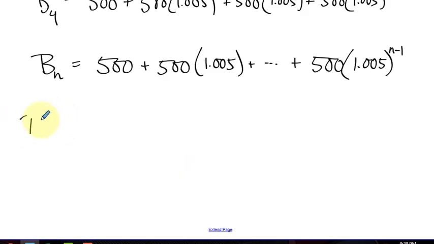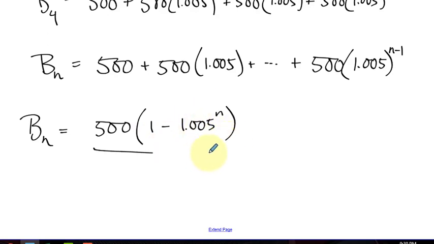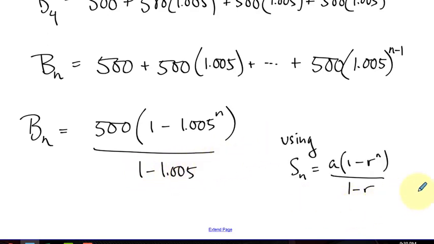Now, beautifully, we can fit right in here a formula that we can compute this without actually needing to add up n terms, right? We can simplify this as 500 times 1 minus 1.005 to the nth power over 1 minus 1.005. I'm using this formula for the nth partial sum of a geometric series. Be real careful about the parentheses and the exponent here. This isn't 1 minus r to the n power. It's just r to the n power subtracted from 1.